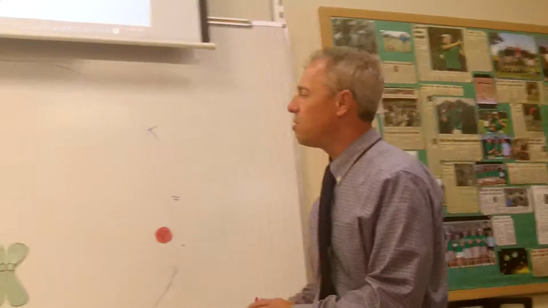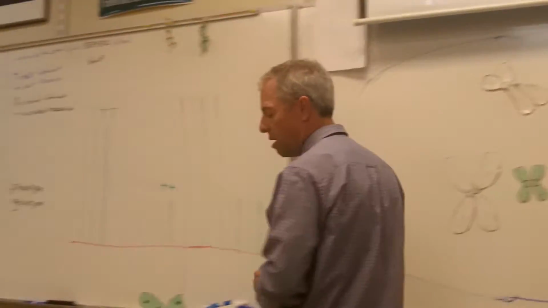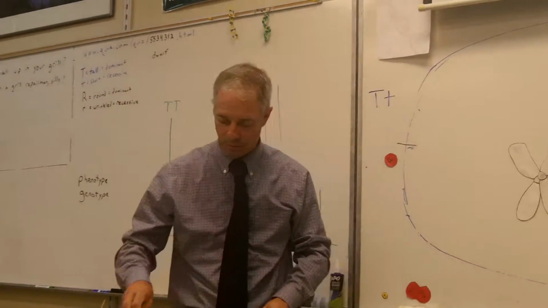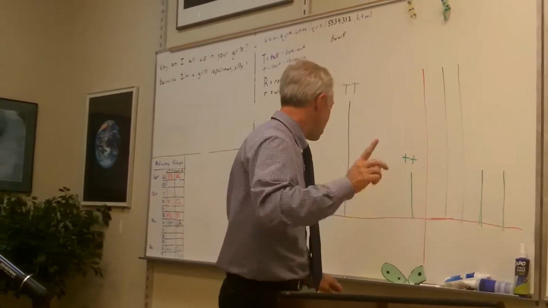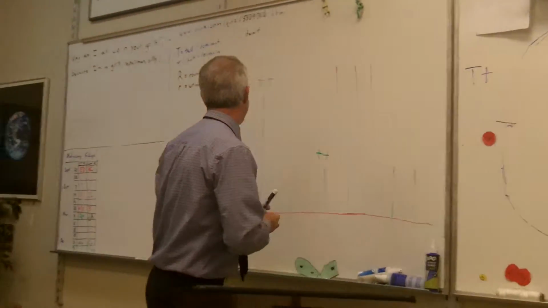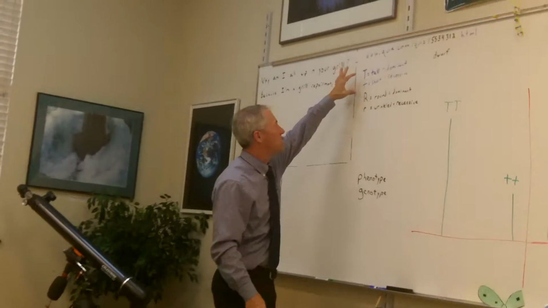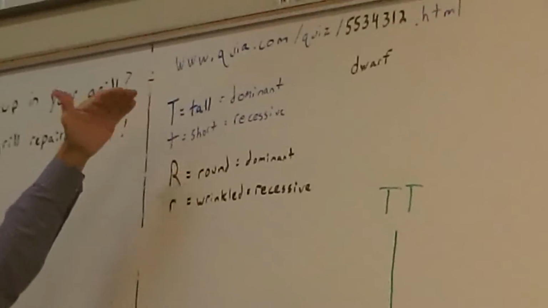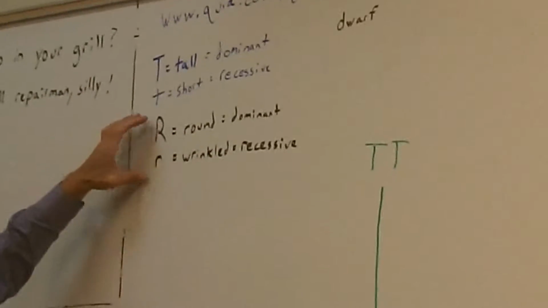So what I want you to do is understand how they did a big Punnett square like this, how that comes about. And to understand it, you really need to understand the genes. Let's consider two sets of genes: a gene for height, tall or short, and a gene for shape, round or wrinkled.